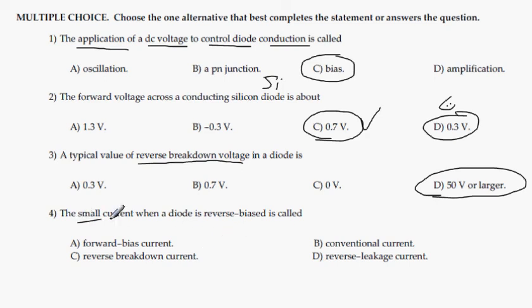The small current that flows through the diode when it is reverse biased is called a reverse leakage current, and it will be in the microamps or even maybe in the nanoamps depending upon what type of diode that you're using. So the current will be very, very small. So questions on the test will be related to some of these.